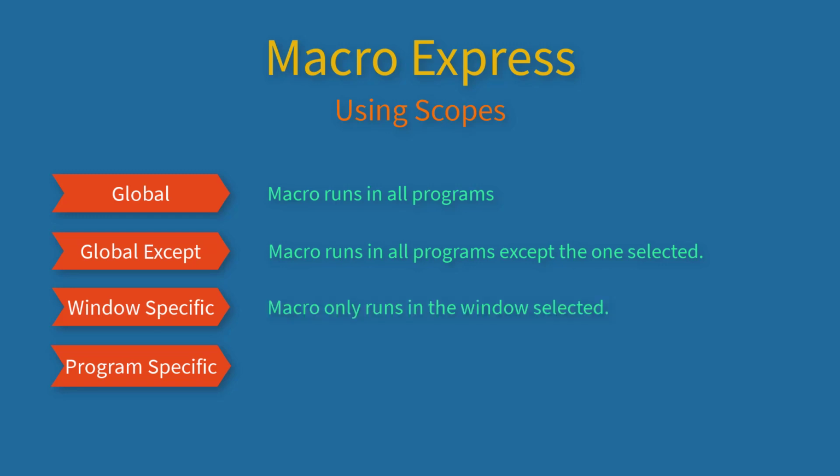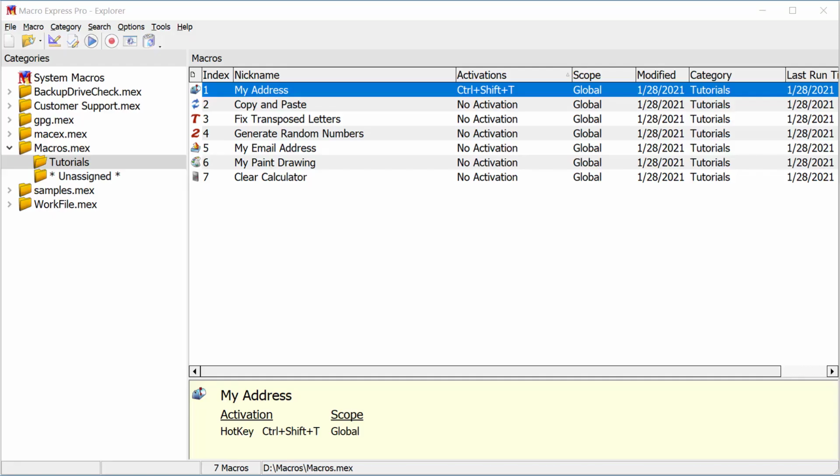A window-specific macro only runs in a window that has a matching window title. A program-specific macro only activates in the program selected. We'll take a look at some real examples of how this works using a spreadsheet application, Notepad, and WordPad.